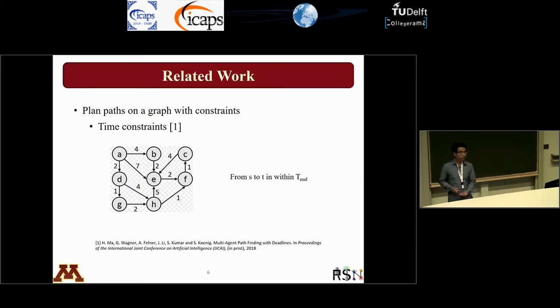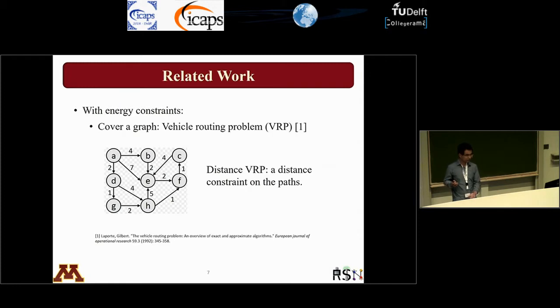When working on the graph, some papers study how to navigate from one node to the other with various constraints. For example, this paper considers navigating from one node to the other with time window constraints. The vehicle routing problem studies how to cover a graph with various constraints. There is one version called the distance-constrained vehicle routing problem, which models the energy consumption by the maximum length of a path.